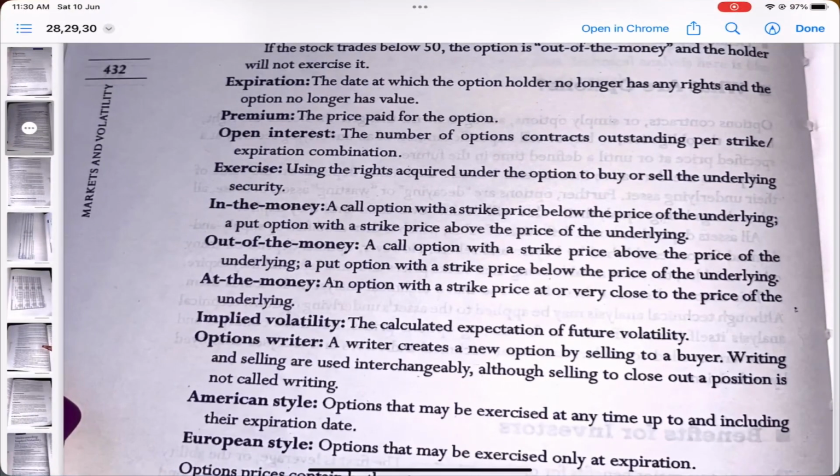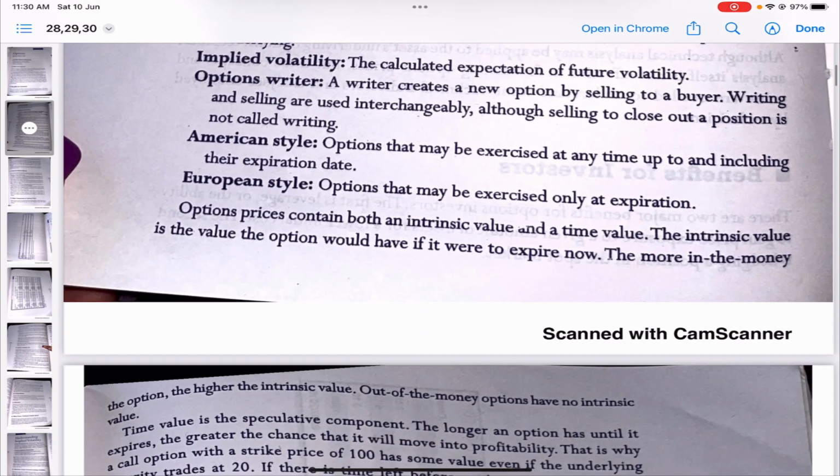Okay, so let's quickly read it. In the money: a call option with a strike price below the price of the underlying, a put option with a strike price above the price of the underlying. So it is the opposite for put, naturally, right? Out of the money: a call option with a strike price above the price of the underlying, a put option with a strike price below the price of the underlying. ATM is a strike price at or very close to the price of the underlying, or the spot price.